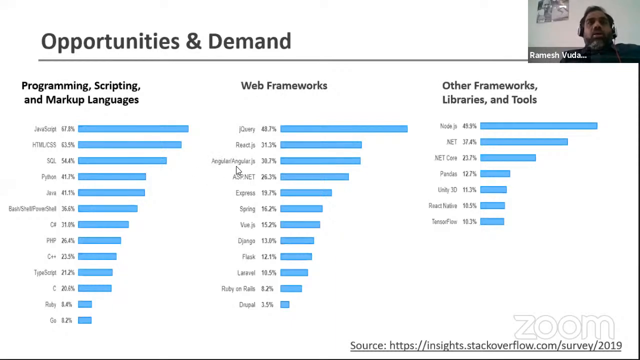The next one is Angular or AngularJS. I see no difference between React and Angular. Both are at the same level. In fact, Vue is also trending. And ASP.NET is already there. So you see Java, jQuery, React, Angular, ASP.NET, Express, Spring, Vue, Django, Flask, Laravel, Ruby on Rails, Drupal. You don't need to know all. Maybe you start learning React and Angular. Pretty much you are covering at least 70% of the web requirement.